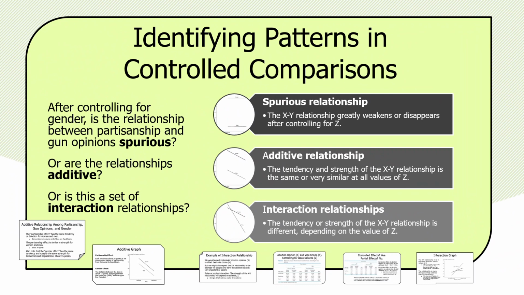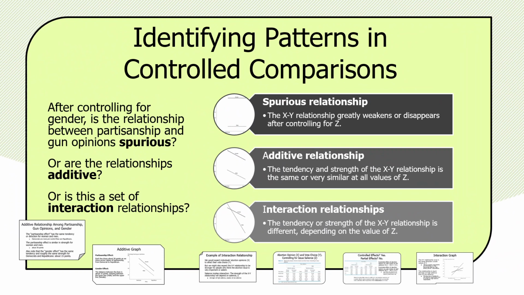And we'll also move on to look at a very different example of an interaction set of relationships. Question: after controlling for gender, is the partisanship gun control opinions relationship spurious? Is it additive? Or is this a set of interaction relationships? Let's review. In a spurious relationship, the XY relationship greatly weakens or disappears after controlling for compositional differences or Z variables. Well, we know that didn't happen because after we controlled for gender, we had very healthy effects of partisanship for both men and women across the values of partisanship.